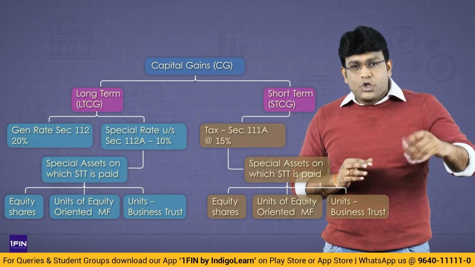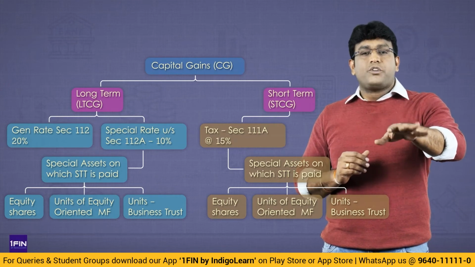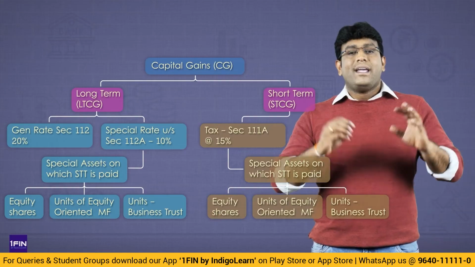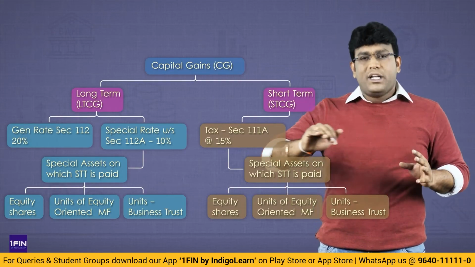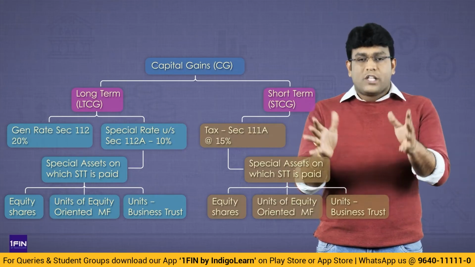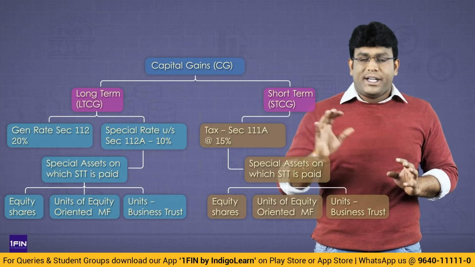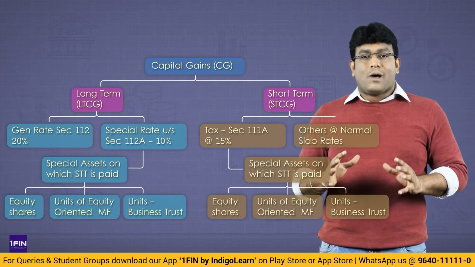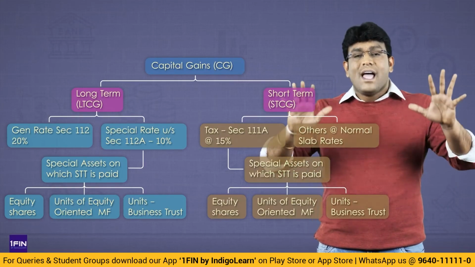And any other short term, other than equity shares, mutual fund and business trust, is taxable at normal rates. Now what are normal rates? We will talk in detail very soon. Because for individual, the normal rate is different. For partnership firm, normal rate is different. For companies, the normal rate is different. Which case, what is the normal rate? We will talk in detail separately. Clear, my dear friends?